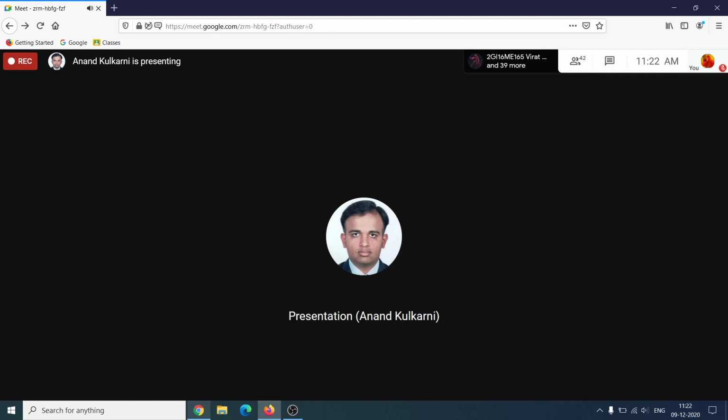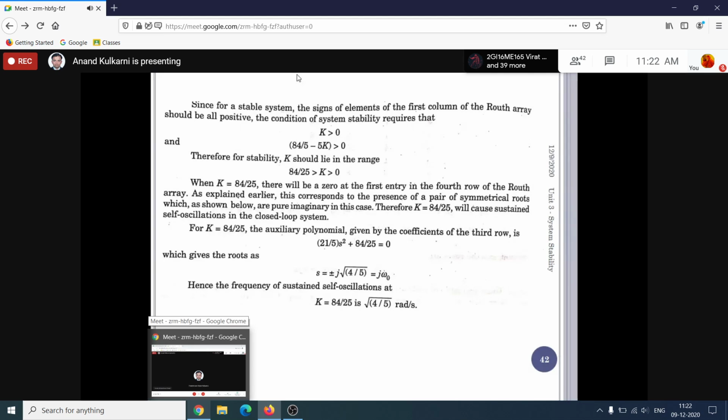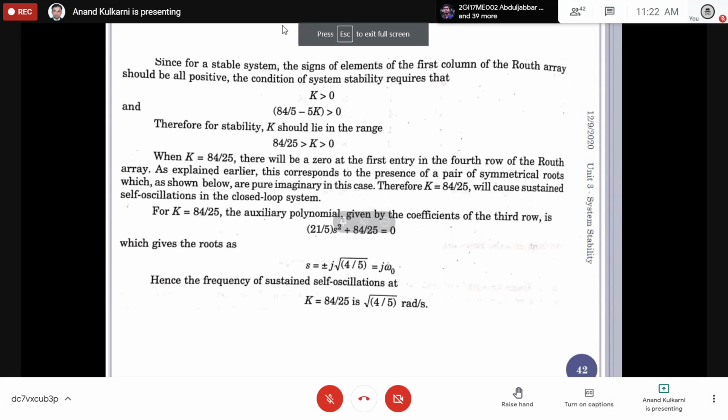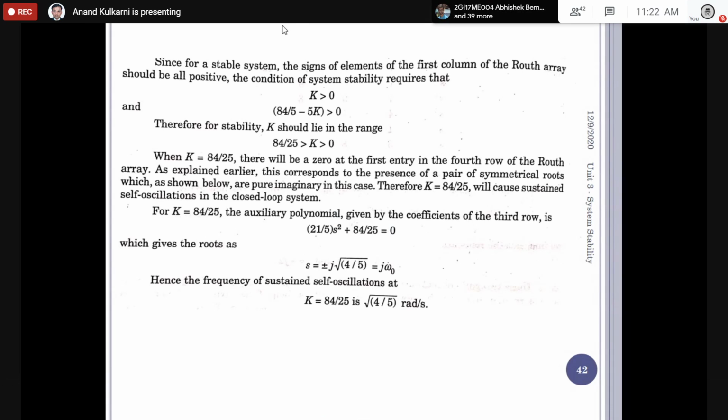Eighty-four by, and k should be greater than 0. That means here you have got two values. You have got the double value. k should be greater than 0, but it cannot be anything. It should be less than 84 by 25. It is approximately less, around 3 point something. It should be below 3 point something, 84 by 25.